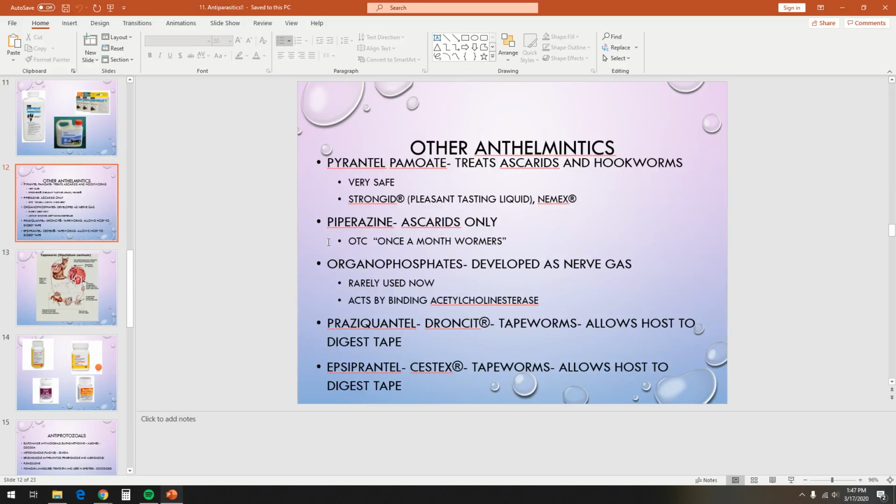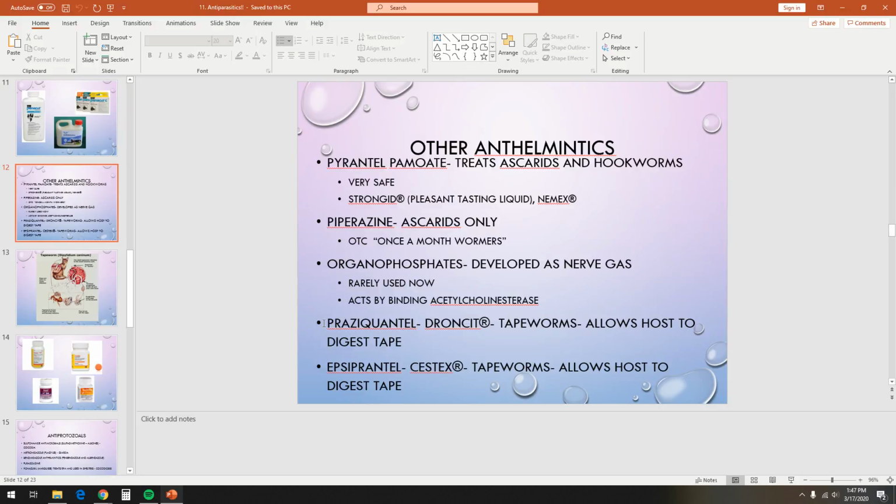Piperazine is ascarids only. This is an over-the-counter once-a-month dewormer only. Organophosphates were developed as nerve gas. Yeah, we don't use nerve gas anymore to kill parasites, just because obvious reasons.